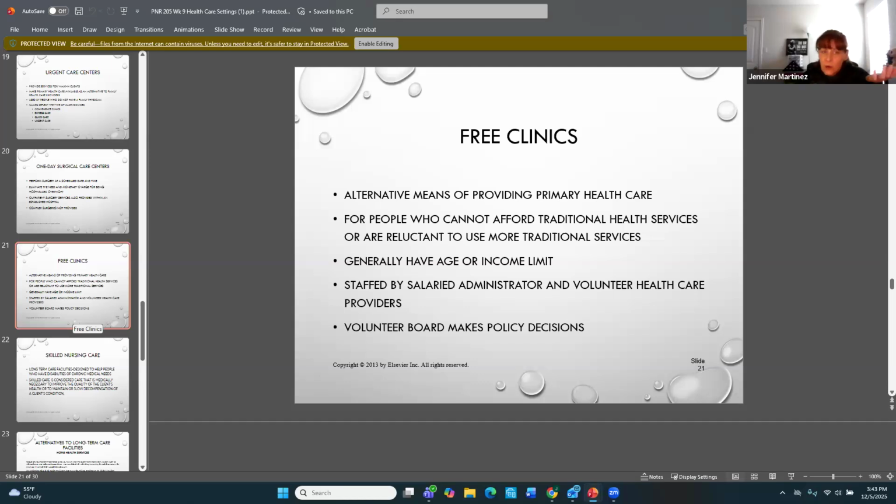So imagine being homeless, right? And you're in one part of the city and the free clinic is on the other side of the city. How are you going to get there to access those services? So it depends on the area. Some of your bigger cities, they may have more free clinics that are available.